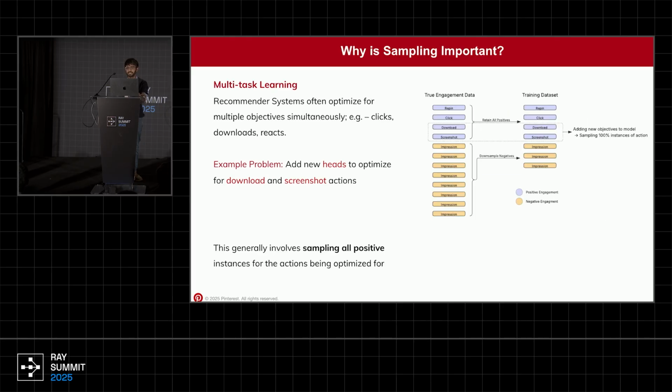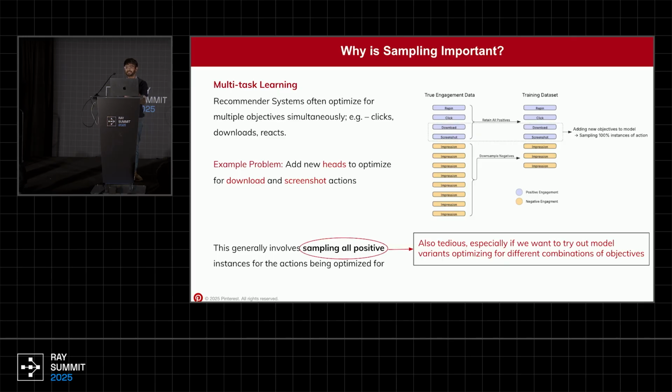Now, generally, the way we do this is that whenever we add a new action to the model, we also change the sampling where we ensure that we are sampling all instances of the newly added action and including it in the training dataset. Now, this can also become slightly tedious, especially if, like in this case, we wanted to experiment with adding multiple actions simultaneously, and we were curious about what the impact would be on adding each of them independently and adding both of them together.